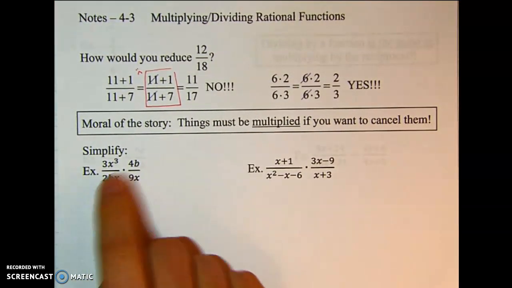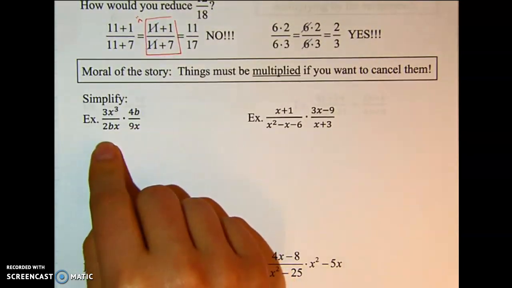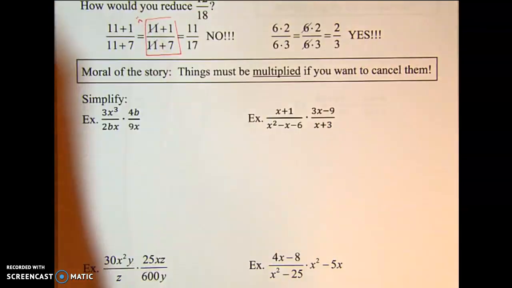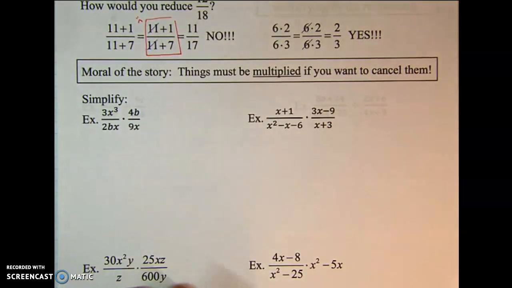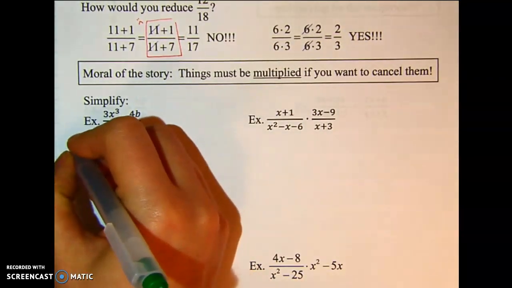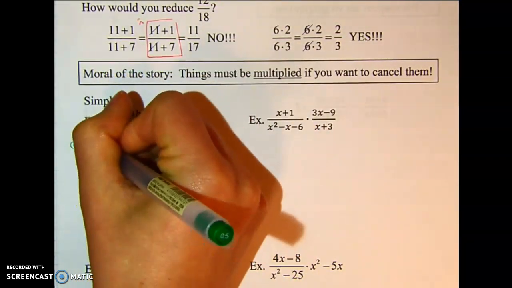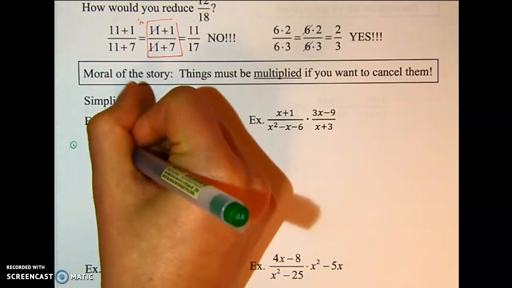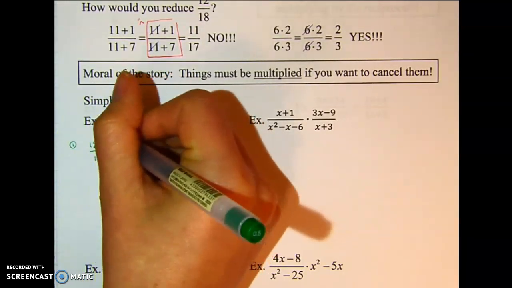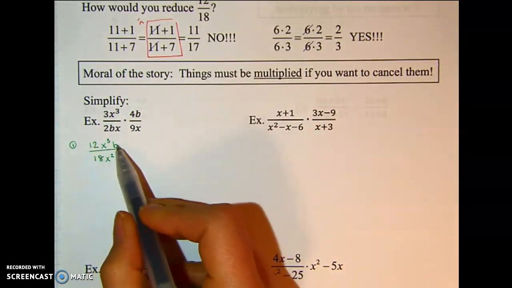Here we have two rational functions that we're multiplying together. There are two ways you could do this, and I'll color code because I got new pens. Option 1, sometimes students will do 3 times 4 is 12, and then we have x cubed times b, divided by 2 times 9 is 18 times b, and x times x is x squared. And then they simplify from here.